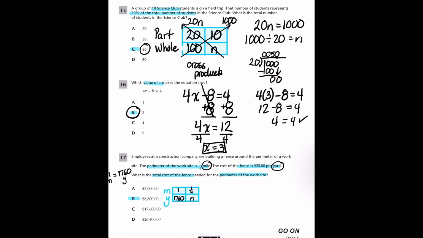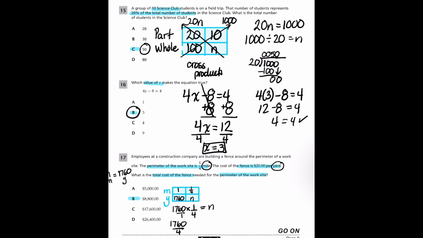We're going to cross multiply. We're going to do cross products. So I'm going to multiply these two numbers and these two numbers. So on one side, I have 1,760 times 1/4 is equal to 1 times n, which is just n. So we're going to multiply these two numbers, just put a little 1 underneath, and we have 1,760 divided by 4 gives us that number.